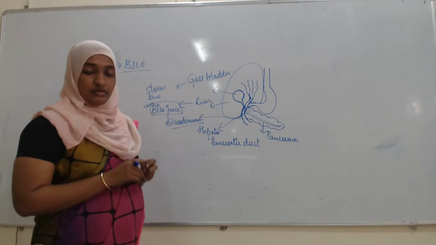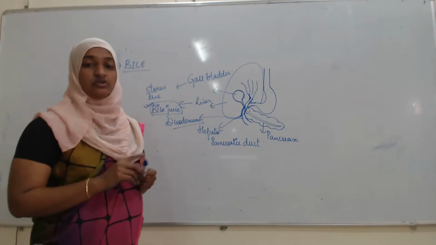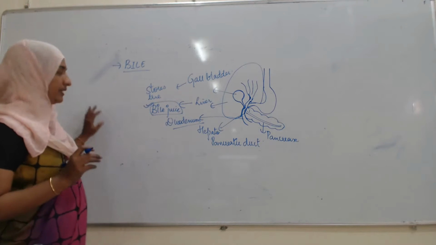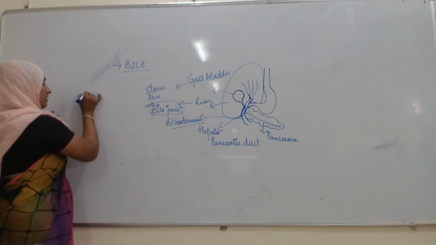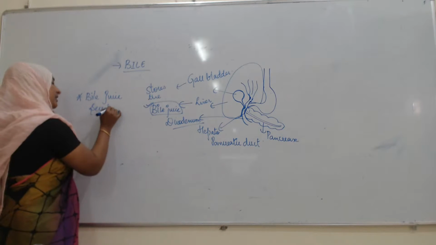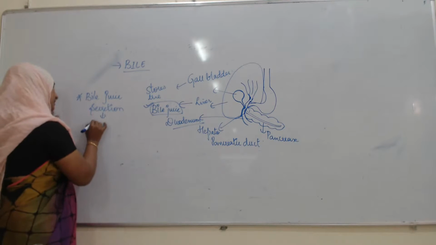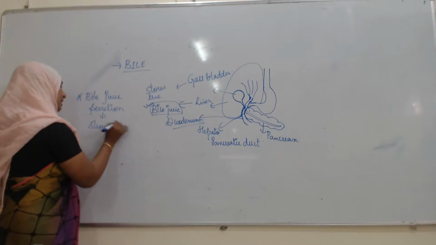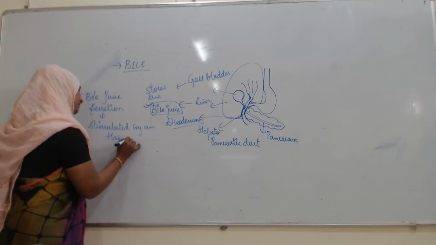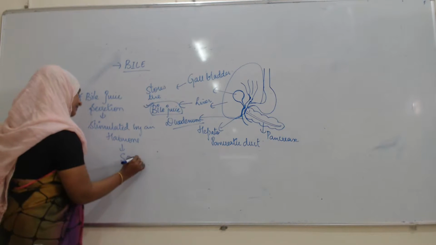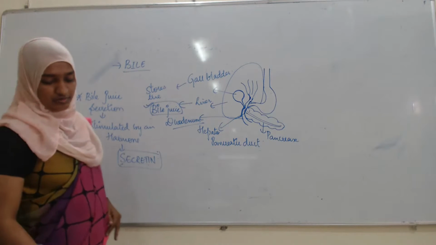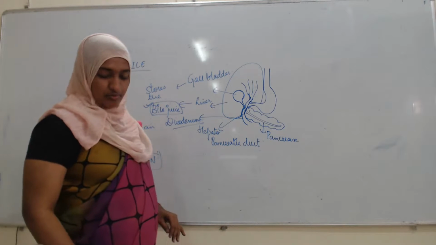So here, the secretion of bile juice is stimulated by a hormone. And what is the name of that hormone? It is secretin. It is the secretin. Okay. The next, what is the composition of bile?